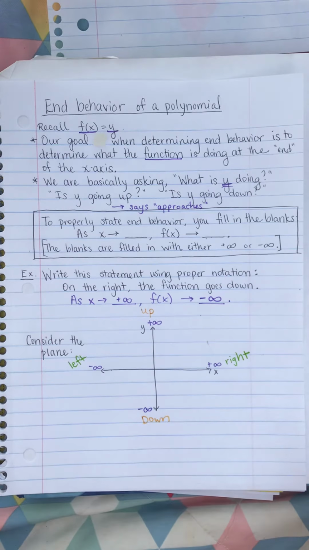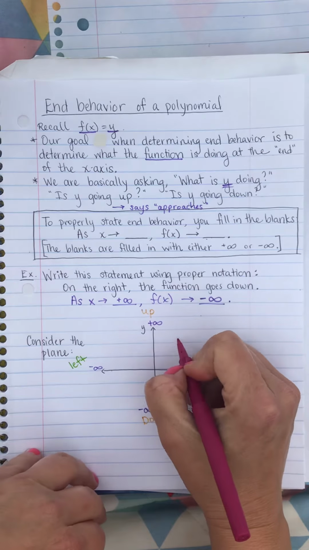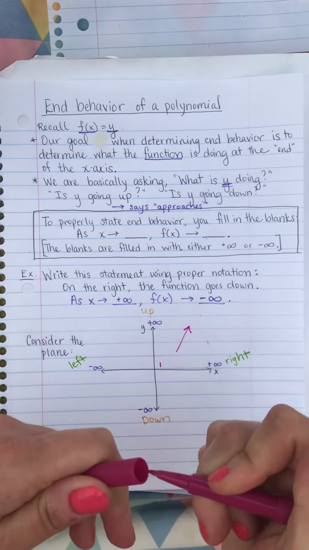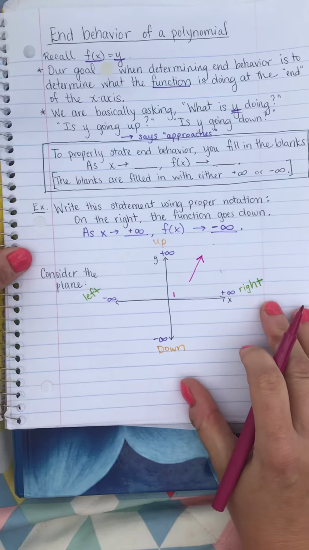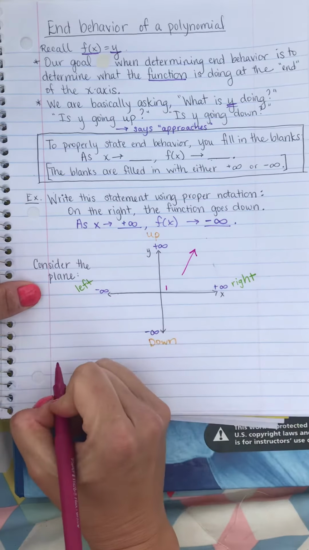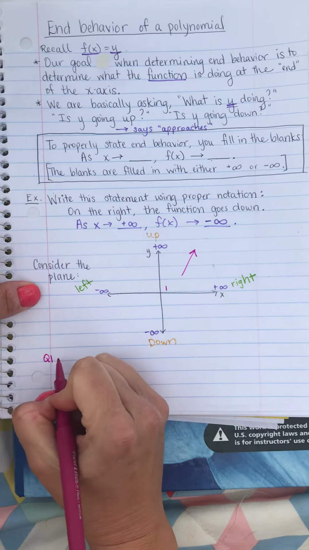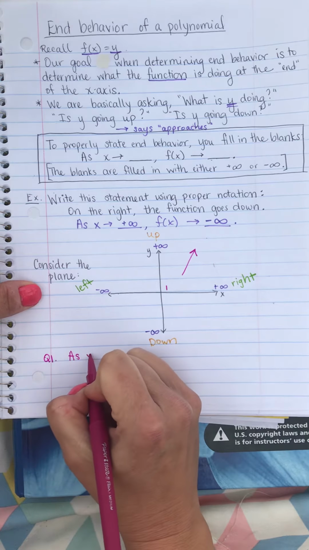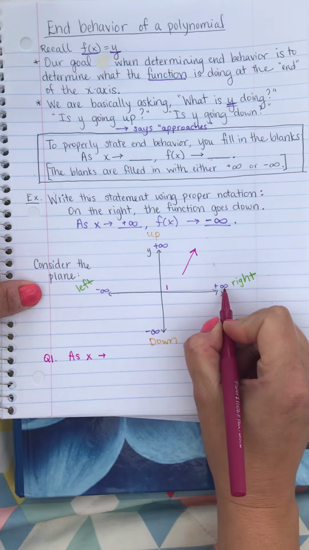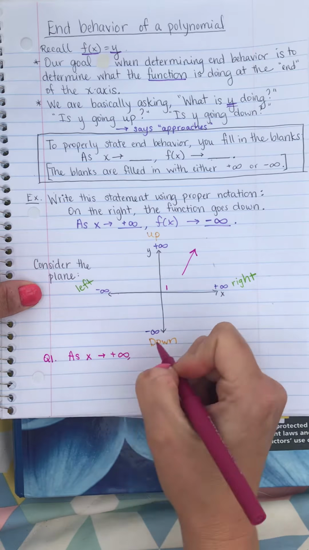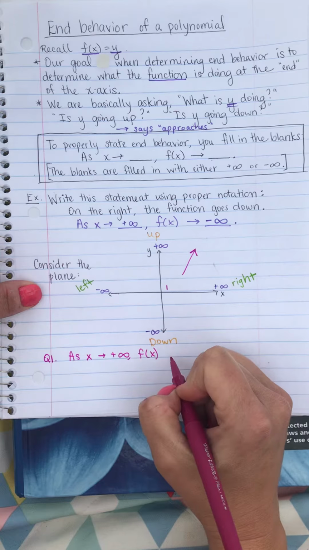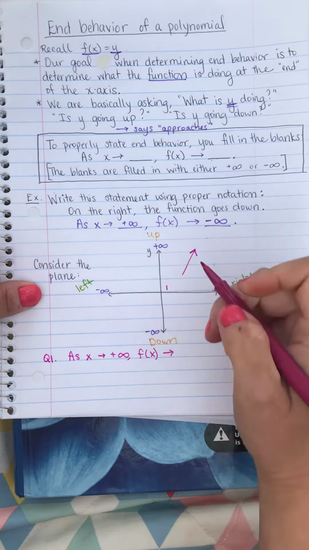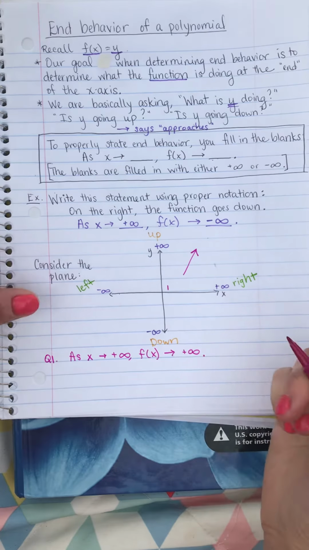So what I'm going to do is use different colors. For my first quadrant, I'm going to use pink. How would we state this? Well, in our first quadrant, quadrant 1, we always start with x. As x approaches positive infinity, y, or f of x, approaches, where's he going? He's going up to positive infinity. That's our statement.